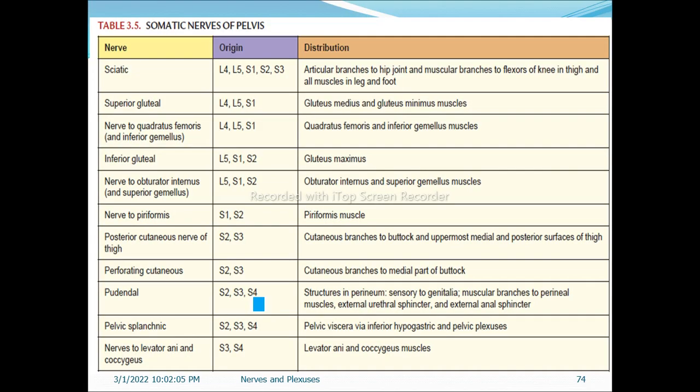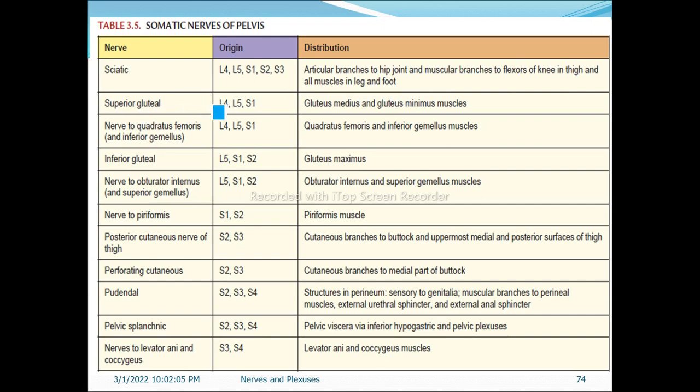And the last one is this table. Let us see this table, because it is very detailed and very important. The sciatic nerve arises from lumbar 4, lumbar 5, S1, S2 and S3. Its distribution is an articular branch to the hip joint, muscular branches to the flexors of the knee in the thigh, and all muscles in the leg and all muscles in the foot are supplied by the sciatic nerve.